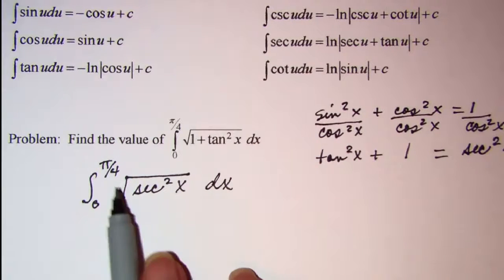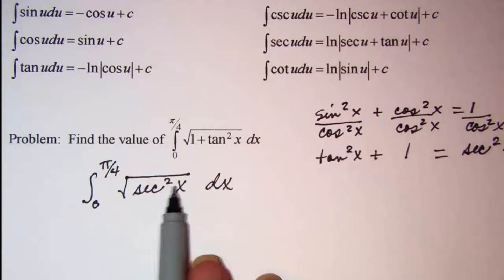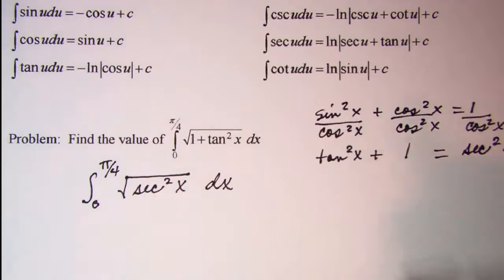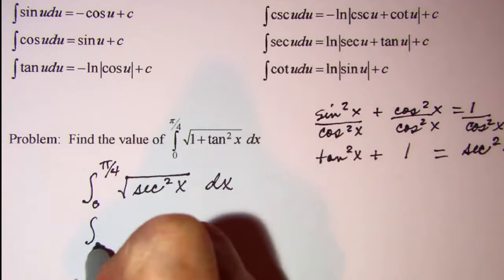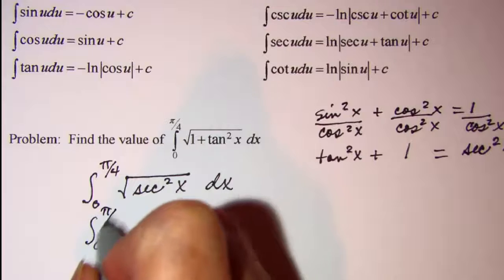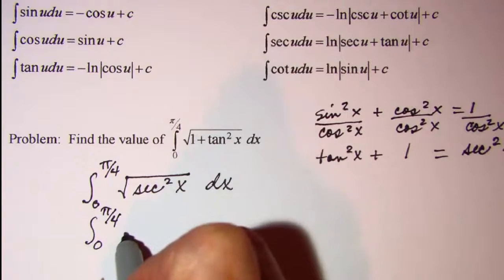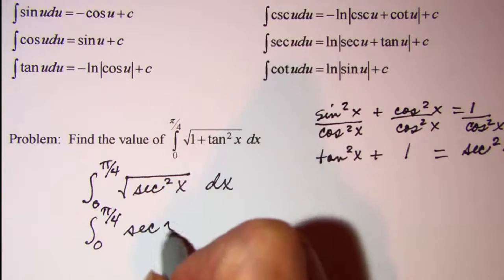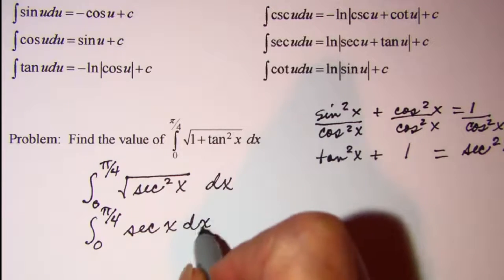Now whenever you square root a square, those are inverse operations, so they go away. So I'm actually just doing the integral from 0 to pi over 4 of secant x dx.